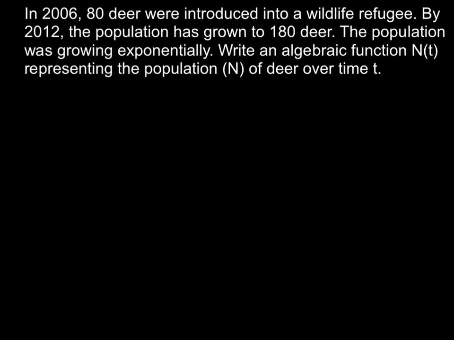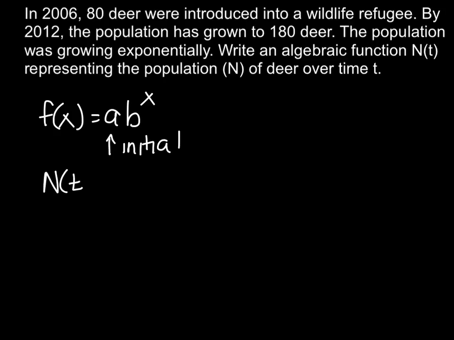Okay, a few things that we need to know. An algebraic or an exponential function looks something like this: f of x equals a b to the x, where a is the initial. What we're going to have to do here, because they want us to use N sub t, is replace the y value, f of x, with N sub t. And because of this x, the one we're going to do now should be used with t. So that's what we're going to plug into.